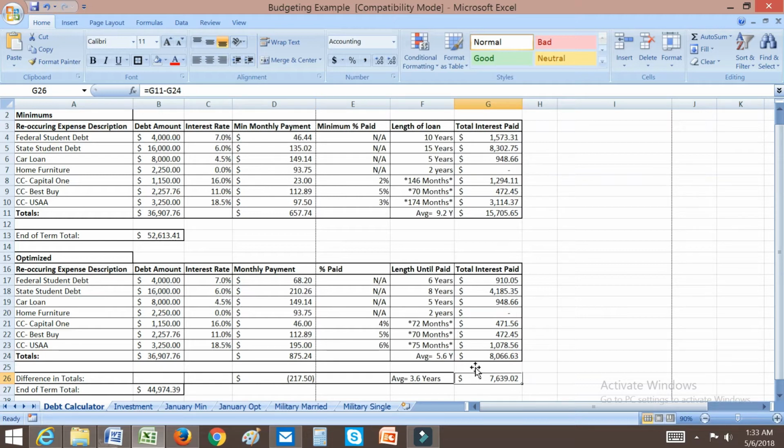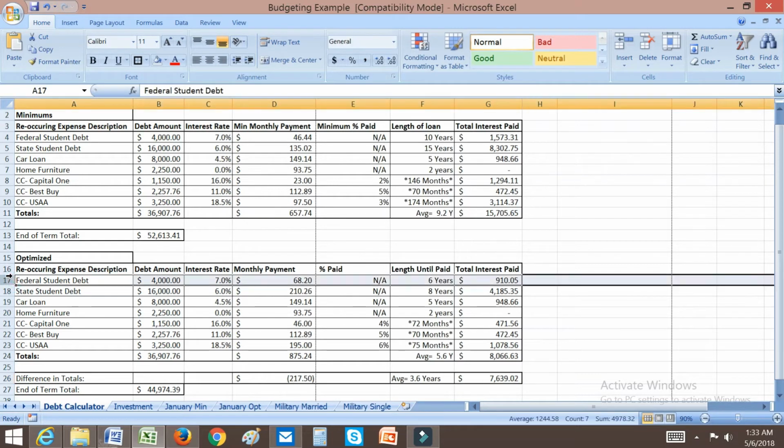So which ones did we choose to optimize? Why did we choose those? And everything like that, right? So let's look at the first one, the federal student debt. The amount of interest being paid is the third highest, so it's definitely one of the ones we wanted to focus on. We cut off 4 years, and all we did was raise the minimum monthly payment by $22. So $22 extra a month, not a huge deal, saving ourselves quite a bit of money in the interest paid, and we're going to pay it off a lot faster. So that was not a very drastic difference.